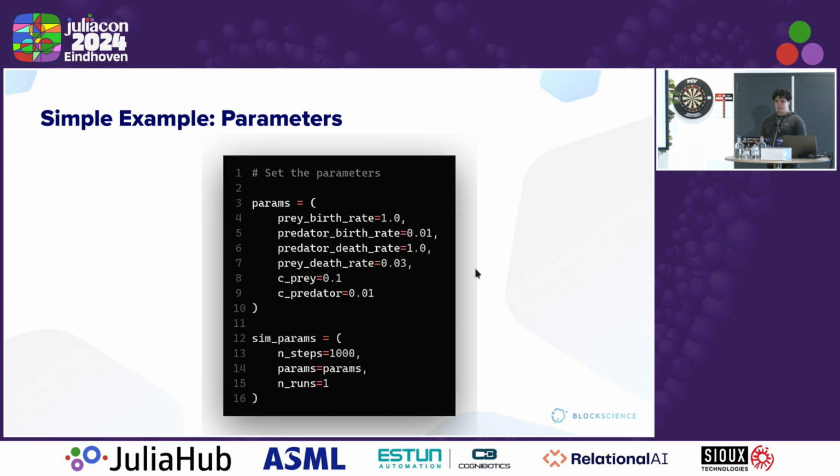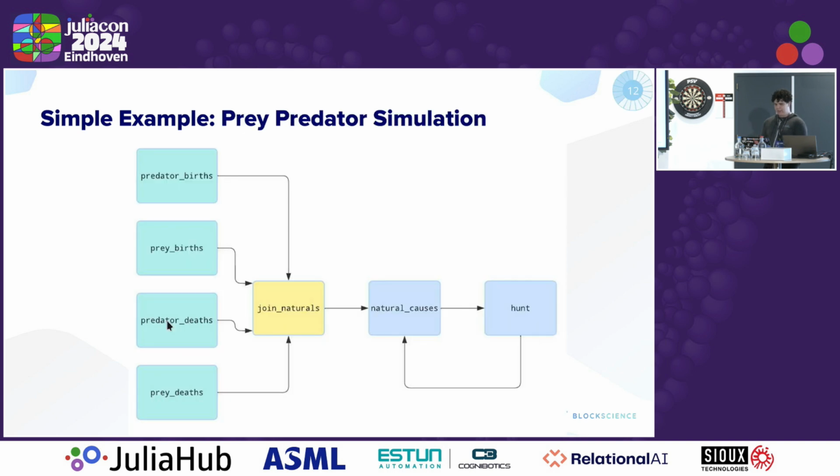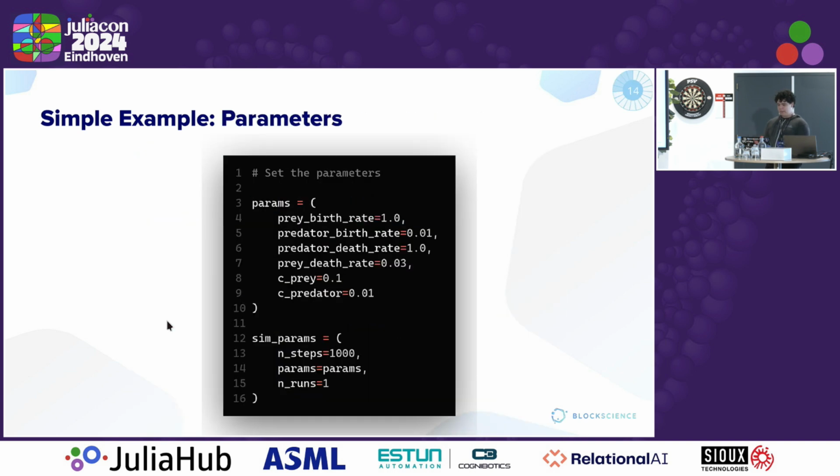Here, I'm just setting the parameters of the simulation. Those parameters are just regular Julia named tuples. I'm putting a rate of births for preys, a rate of birth for predators, a rate of death for both of them as well, and some constants. This simparams here is just the configuration of how I want to run this simulation. I want the number of steps to be 1,000, so I want the whole pipeline to run 1,000 times. I want the parameters of that simulation to be these that I declared just before.